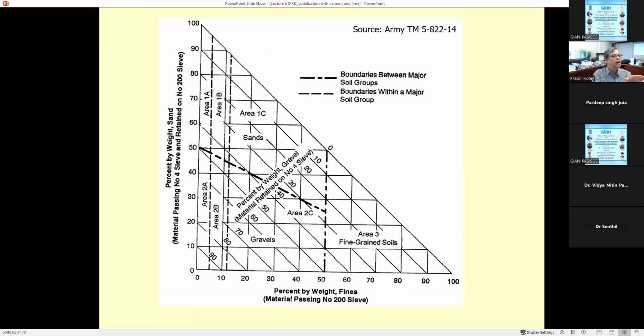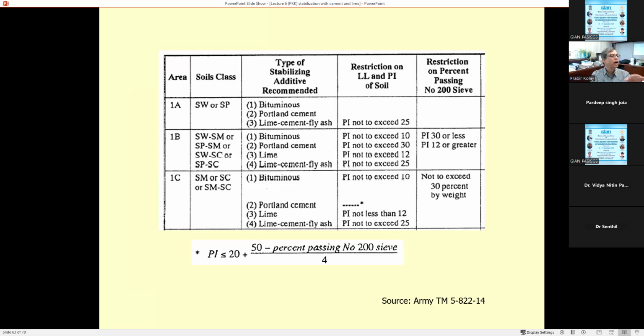Then the U.S. Army Corps of Engineers has different areas: area 1A, 1B, 1C, area 2A, 2B, 2C, and area 3. There are different demarcations and major soil groups. So basically the sand, gravel, and fine-grained soils are over here, and you can easily find out.